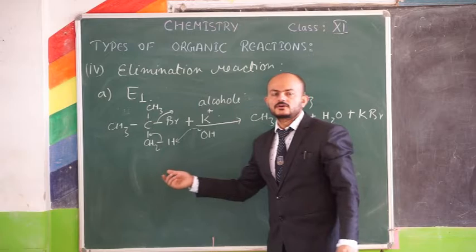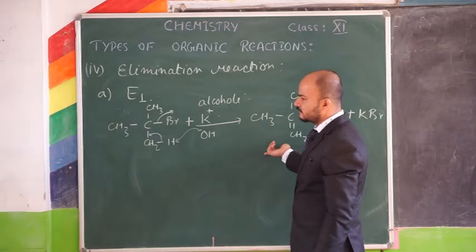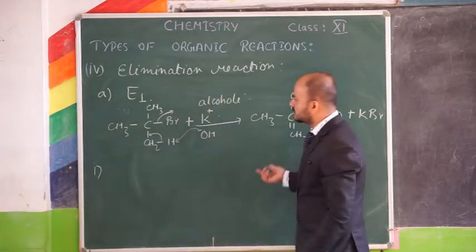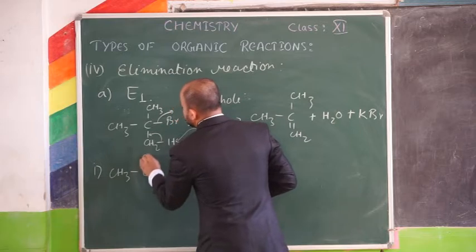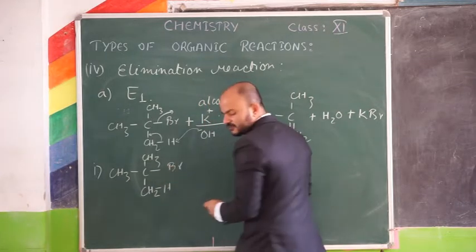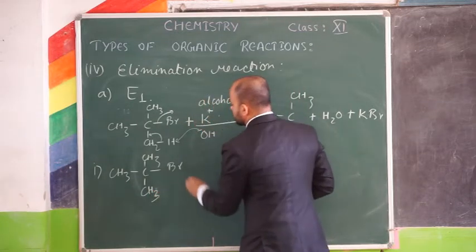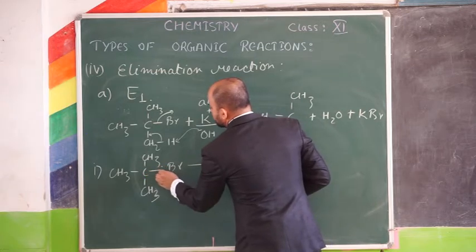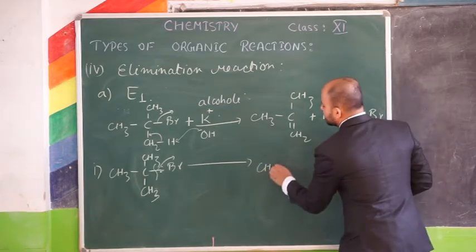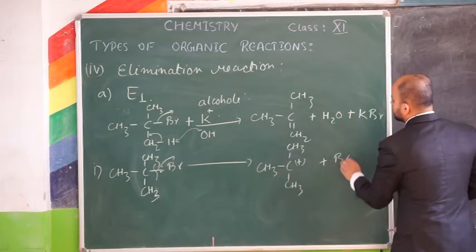The mechanism of this reaction follows the same steps as SN1 reaction. In SN1 reaction, what was the first step? Formation of carbocation. Here also formation of carbocation will take place. Now we are going to write the mechanism of how this reaction takes place. We have CH3, C, CH3, and CH3 with Br. In the first step, only the formation of carbocation takes place. This bond will break heterolytically, and both electrons will be taken by Br. As a result, you have the carbocation CH3, C, CH3, CH3 with a positive charge, and Br staying as Br minus.